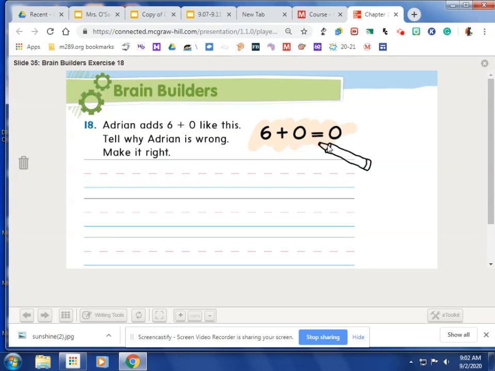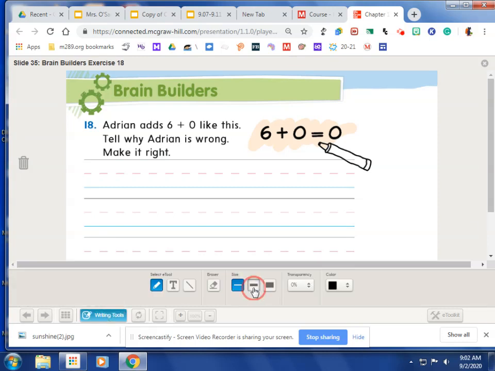All right, you're back. So you're the teacher, and Adrian wrote 6 plus 0 equals 0. And I really just want you to make the problem right. So get your pencil out, and I want you to fix this for me. You're going to write in the lines 6 plus 0 equals, and write the right answer. What is 6 plus 0? Hit pause and hit play again after you write your answer.